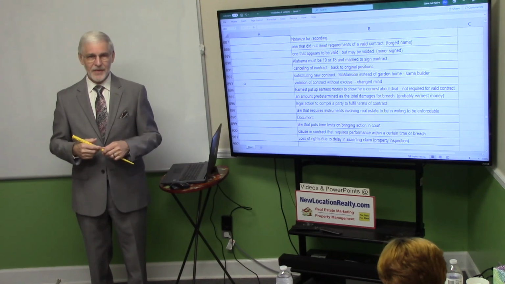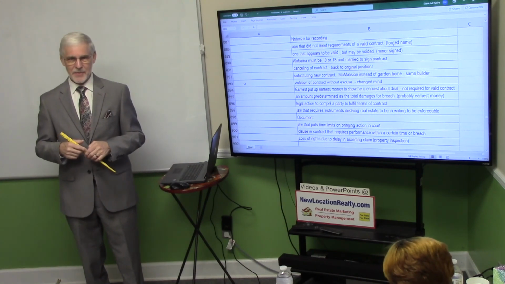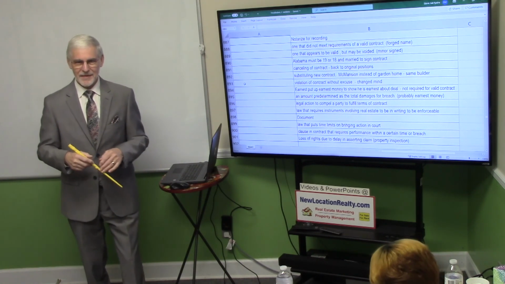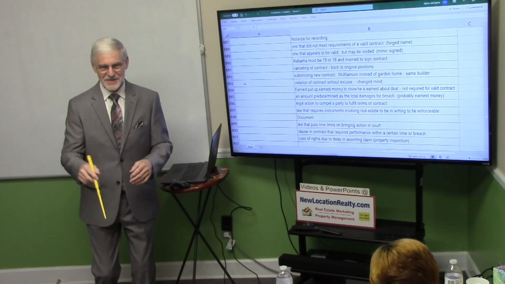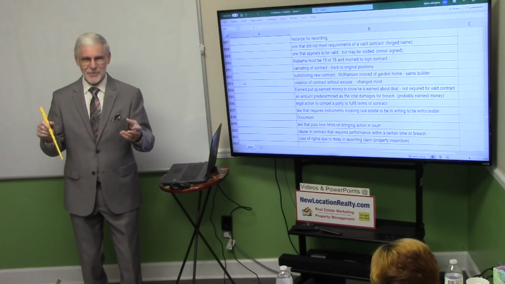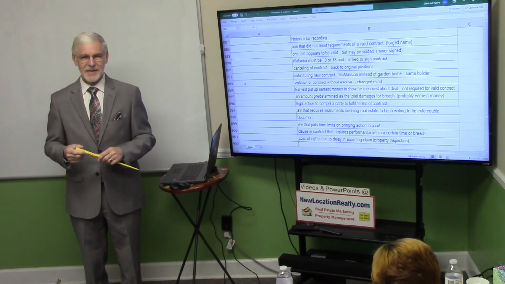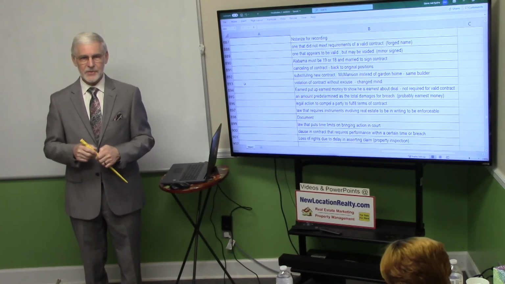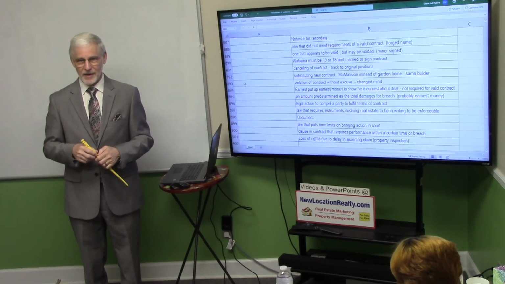Instrument. Law that puts time limits to bring an action in court. Statute of limitations. There you go. Statutory, statute of limitations. Clause, and let's say, loss of rights due to a delay in asserting your claim.